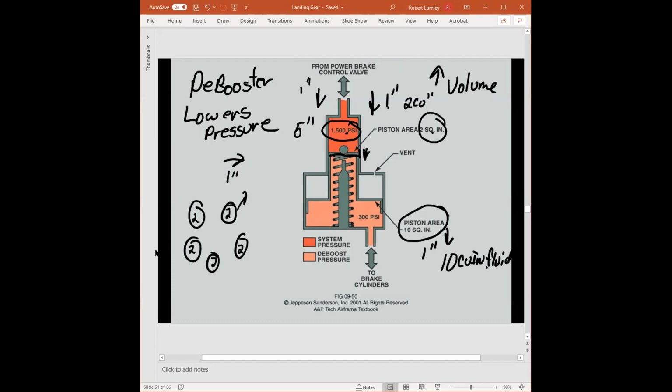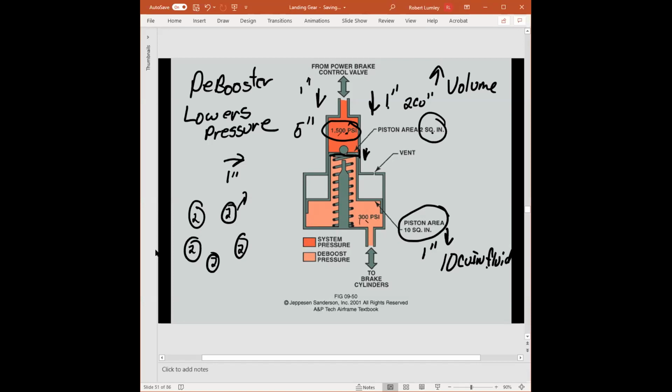Yes, sir. Okay. Thought I lost everybody. But what it does is it allows a quicker application and release of the brakes without the pilot having to move a whole bunch of fluid up top. Now, some people would say, but Bob, we went from 1,500 pounds per square inch to 300. We don't have enough force.